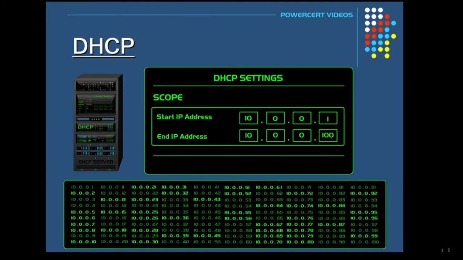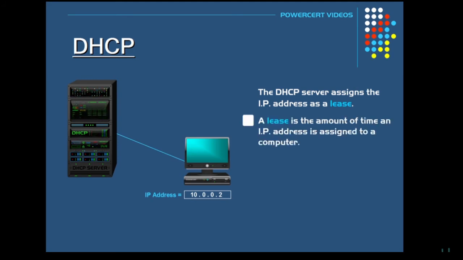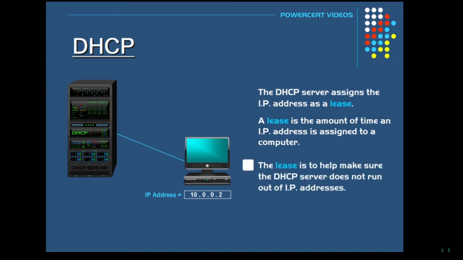So it is customizable. Now when computers obtain an IP address from a DHCP server, the server assigns the IP address as a lease. So the computer doesn't actually own the IP address. It's actually a lease. And a lease is the amount of time an IP address is assigned to a computer. For example, the lease could be for one day. Now the reason for the lease is to help make sure that the DHCP server does not run out of IP addresses in its scope.